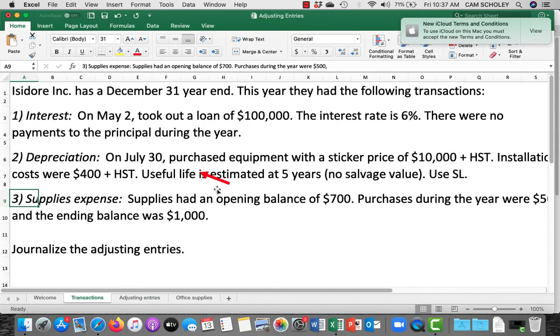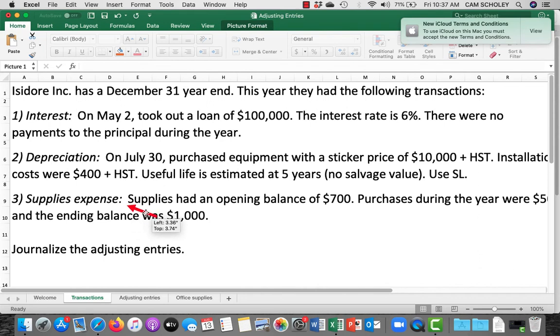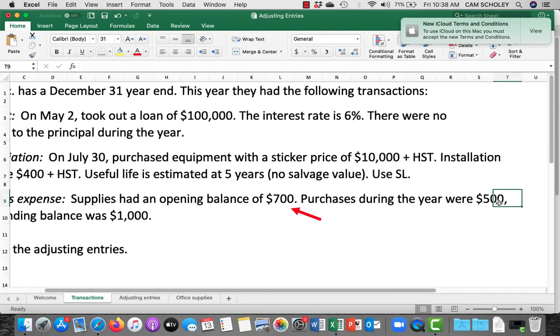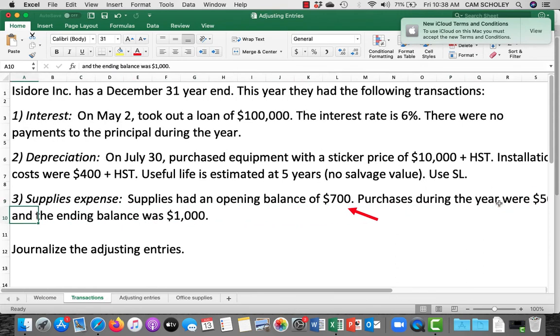And then the final question was supplies expense. So you see this a lot on introductory exams. So let's say that supplies had an opening balance of $700. I'm going to scroll over a bit here. Purchases during the year were $500 and the ending balance was $1,000. So let's look at how we would go about calculating that. So 700, 500, and 1,000 are our numbers.